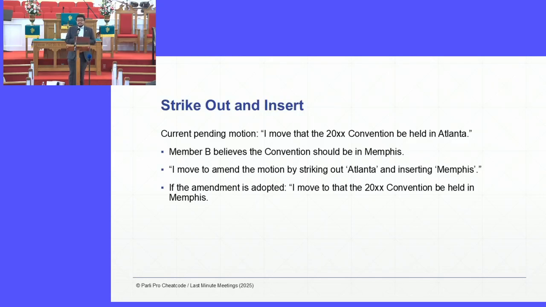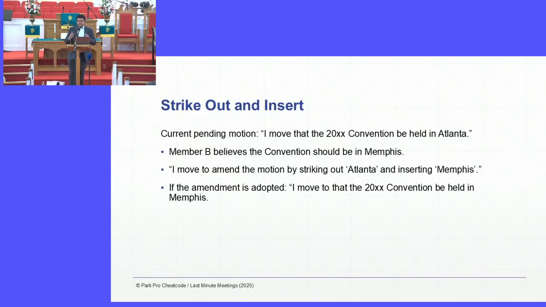And so you can see from here, this is a way to offer an alternative, right? The recommendation could have been to hold it in Atlanta, but you also got bids from Memphis and Honolulu and Nashville, or whatever the case may be. You're able to say, well, I want to get on the record, I want us to vote on doing it in Memphis before we decide to do it in Atlanta. And that's the way to do that. And so that's the motion.